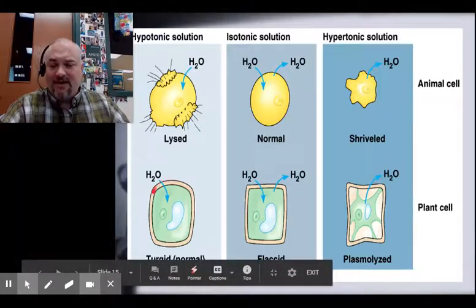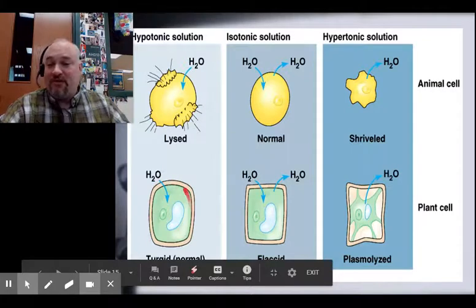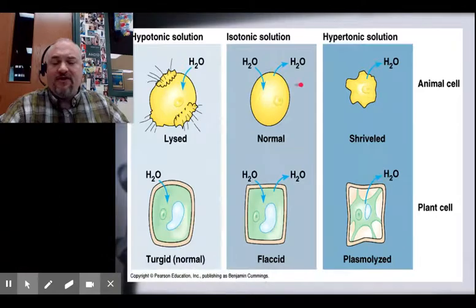And here's a look at a plant cell down here. It's turgid, right? We fill it up. It's like putting your tire under high pressure. It's nice and firm. This is that celery sitting in the water situation. Isotonic, equal concentrations of solute and water on both sides.